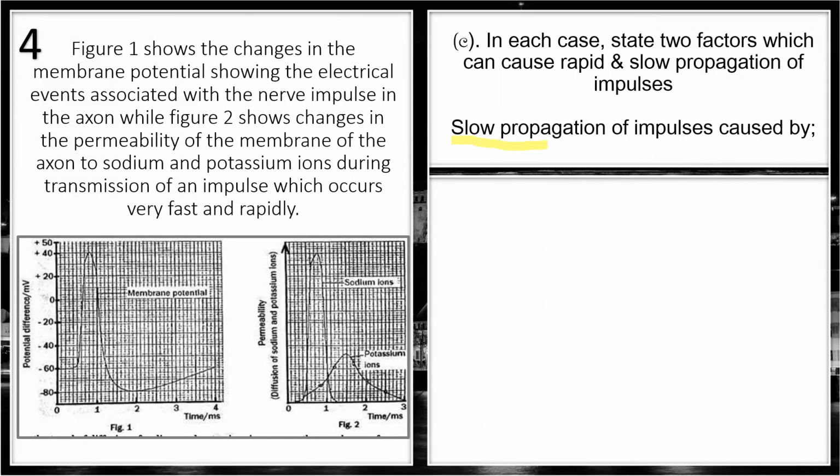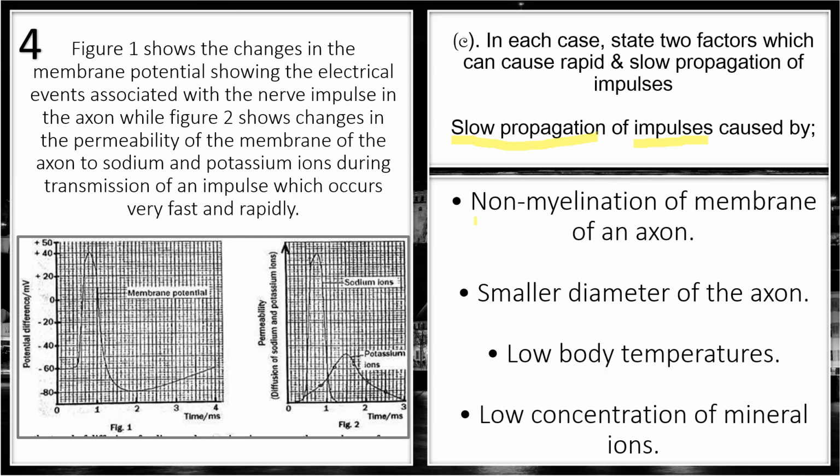What of the slow propagation of impulses? What causes the slow propagation of the impulse? If there is non-myelination of the membrane of the axon, if the axon diameter is smaller, lower body temperatures, and low concentration of mineral ions. All those will slow the propagation of the impulses.